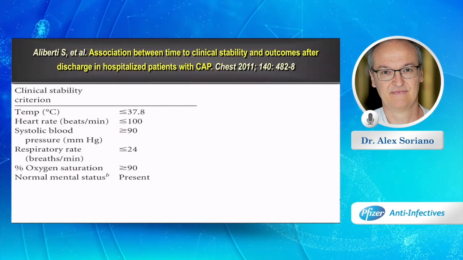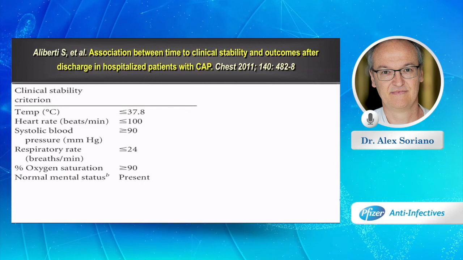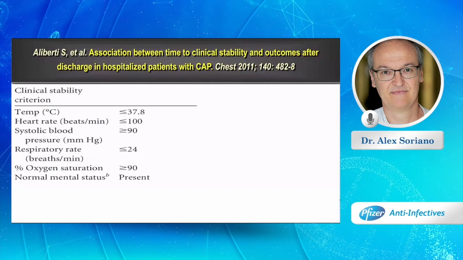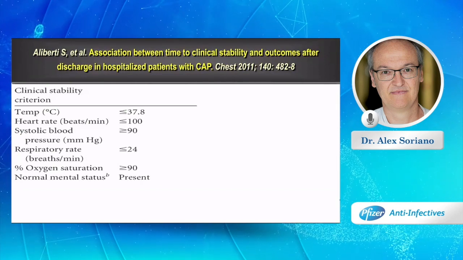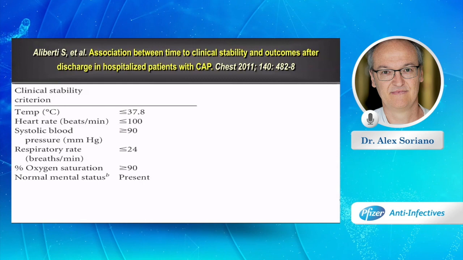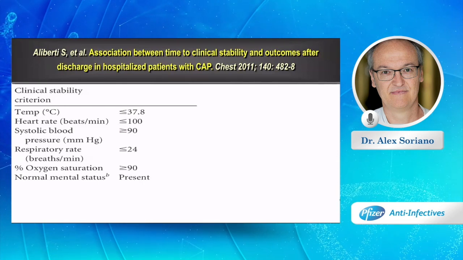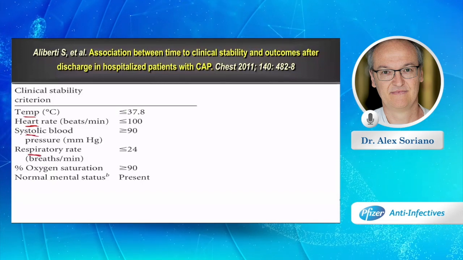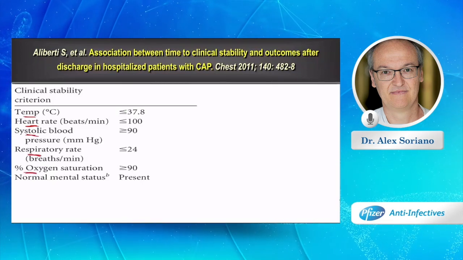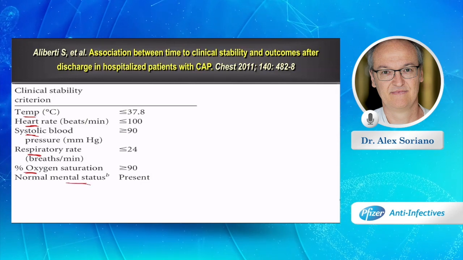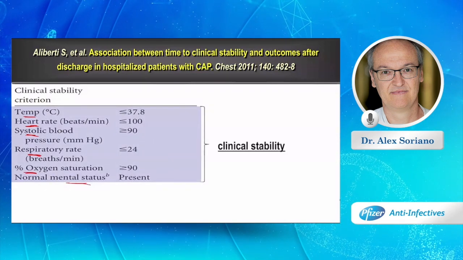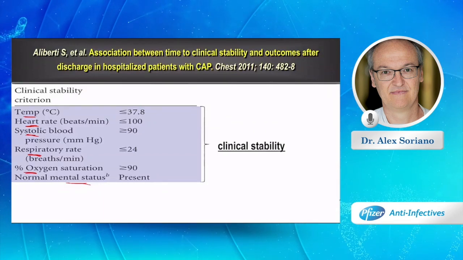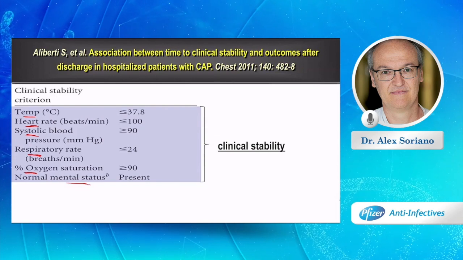Once I have started empirically with a combination, or whatever you decide, it was defined many years ago, in 1998 in JAMA, the criteria, called the Halm criteria, that include the evolution of temperature, heart rate, systolic blood pressure, respiratory rate, percentage of oxygen saturation, and mental status. What the authors defined was that those patients who achieve these parameters, we can define as stable.